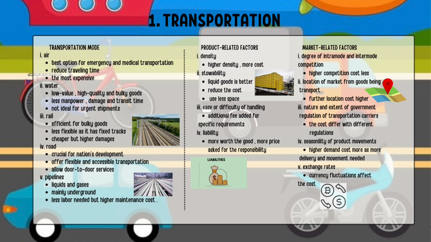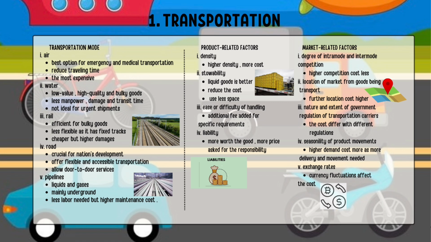And the second factors is market related. Number 1, degree of intramode or intermode competition. Higher competition goods will usually cost less than lower competition goods. The second one is location of market from goods being transported. Further location will cost higher. Number 3, nature and extent of government regulation of transportation carrier. The costs can differ with different specific regulations.